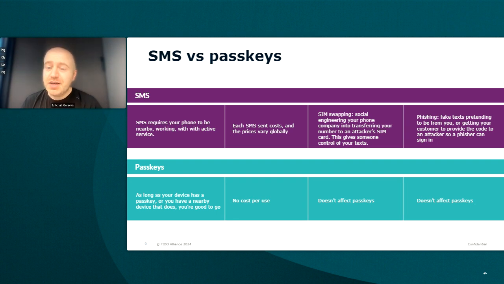And phishing: fake texts pretending to be from you, your company, or somebody you're using for authentication, getting the customer to provide that authentication code to a phisher or an attacker. This is also not an unheard of attack vector, and this doesn't affect passkeys either, because these attacks are completely remote. Often the customer isn't very involved in these, so there isn't a lot you can do to protect somebody in this case. But again, these don't affect passkeys.